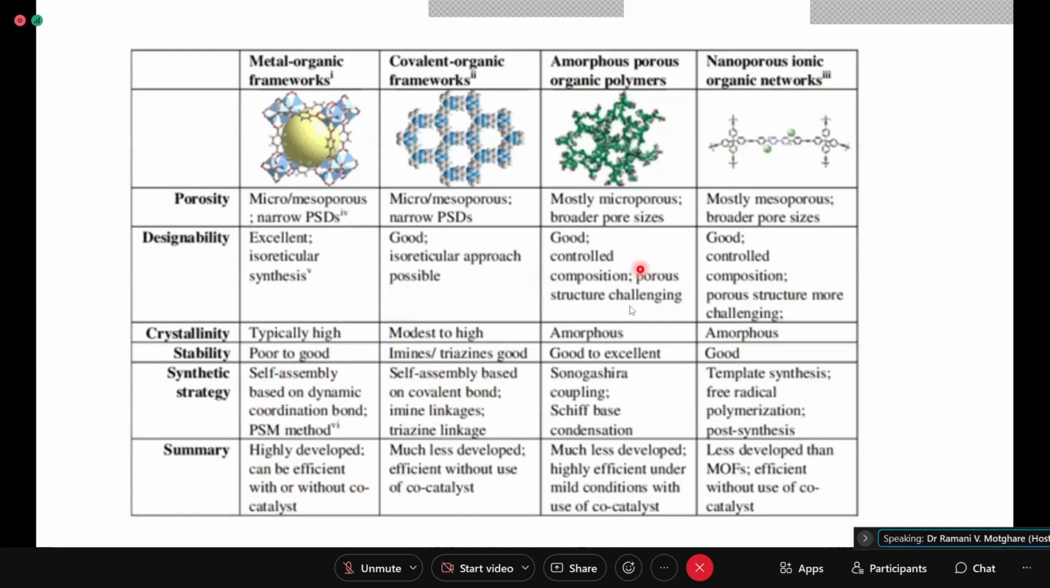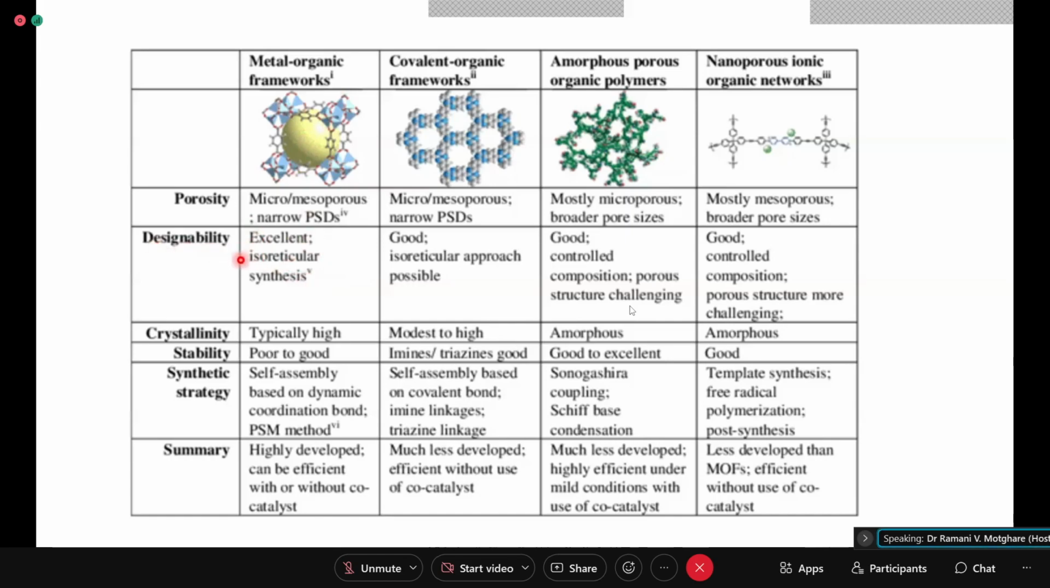Now there are different types of material. One class of material is metal organic frameworks. Now in metal organic frameworks, this is the organic part and this central one will be the metal part. So micro-mesoporous materials with narrow PSDs may be there. Designability: you can design this metal organic framework as you want. So they are excellent in design.